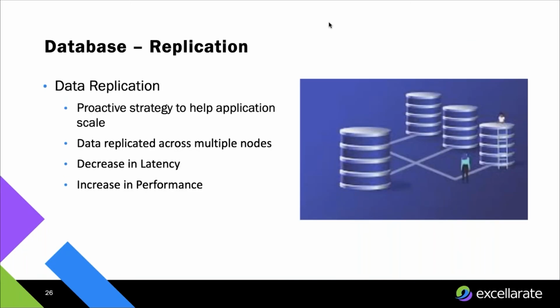Now, another design consideration is database replication. It is a proactive strategy to help the application scale, right? So that way you can improve the availability of your database server. The database can be replicated across multiple nodes, which can decrease the latency and helps in improving the overall performance. It's a leader-follower replication strategy. So in that case, if one server fails, if the master, the primary server, fails, the secondary server can take over, and you'll have the application still be available.